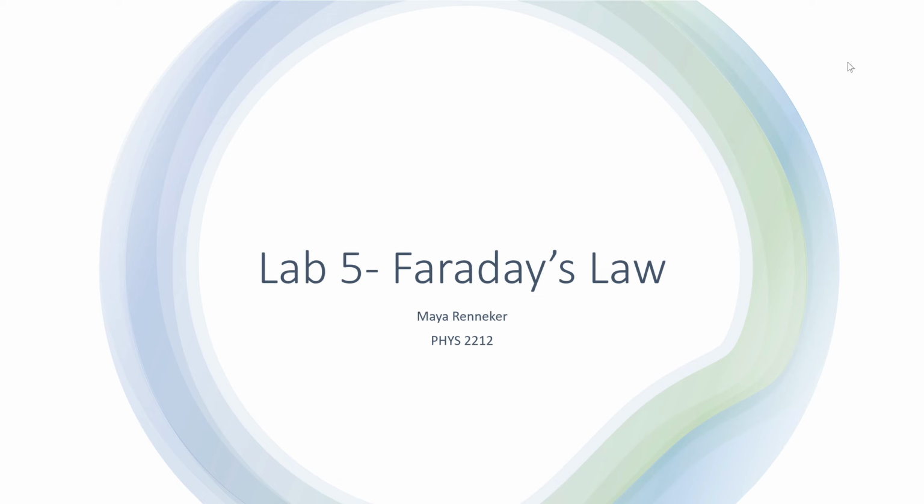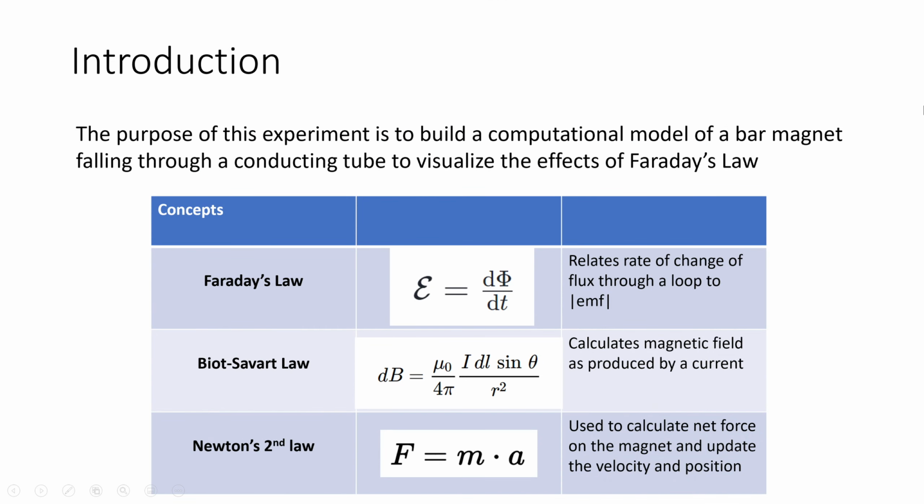This is Lab 5, Faraday's Law for Physics 2212. The purpose of this experiment is to build a computational model of a bar magnet falling through a conducting tube to visualize the effects of Faraday's law. There are three main concepts that are going to be used throughout this lab.